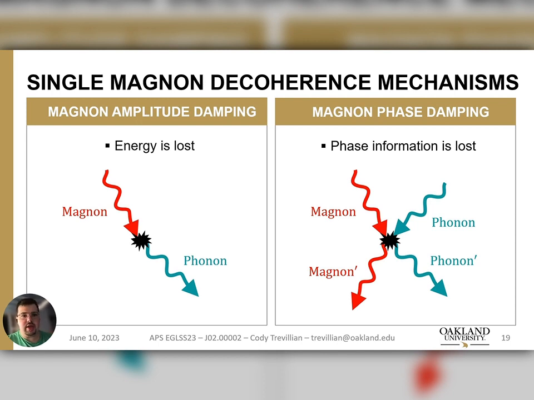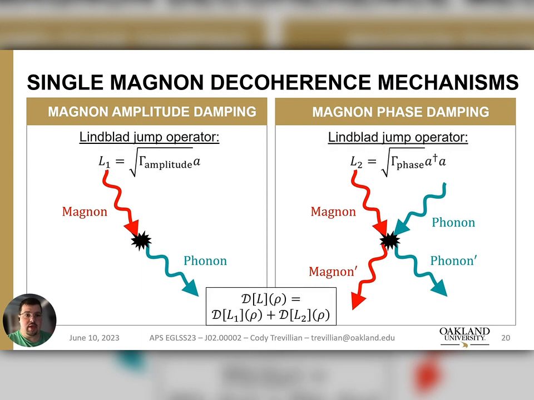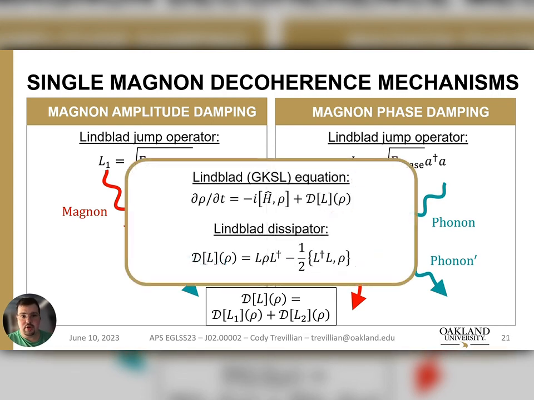In amplitude damping, a magnon encounters some inhomogeneity and scatters into a phonon, and the energy is lost. And in phase damping, a magnon and a phonon scatter off one another, and the phase information is lost. These decoherence processes can be described by Lindblad jump operators, and so the gamma terms are the noise rates of the processes. And these Lindblad equations give you more detail in how these are mathematically simulated.